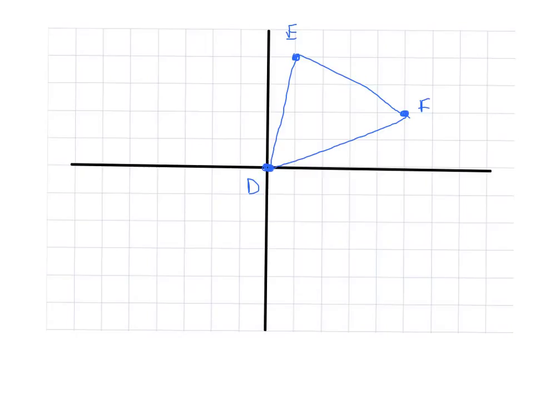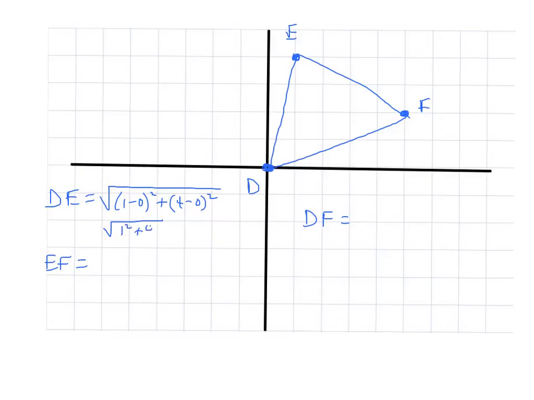Now, in order to do that, I'm going to have to show the distances. So I need to know the distance of DE. I need to know the distance of EF. And I need to know the distance of DF. So, let's start with DE. To find the distance of DE, I'm going to take (1 minus 0) squared plus (4 minus 0) squared, which is going to be the square root of 1 squared plus 4 squared. 1 squared is 1. 4 squared is 16. 1 and 16 is 17. So I got the square root of 17.